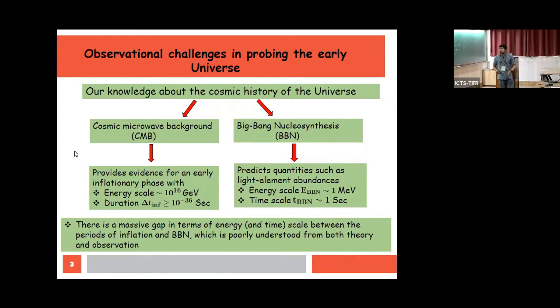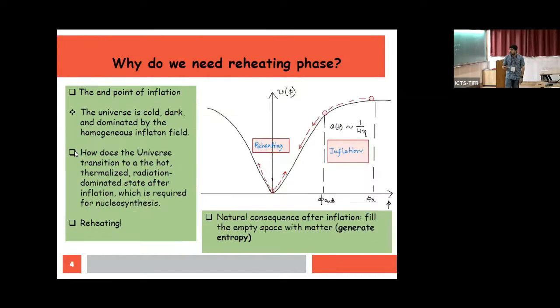So the problem is that there is a massive gap in terms of energy and time scale between the CMB, between the inflation and the BBN, which is basically poorly understood from both theory and observation. So here the reheating dynamics basically lies.